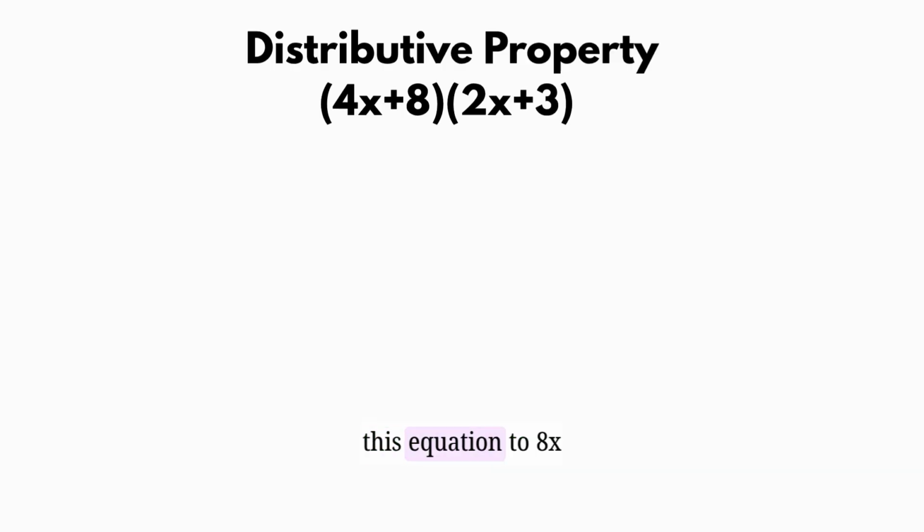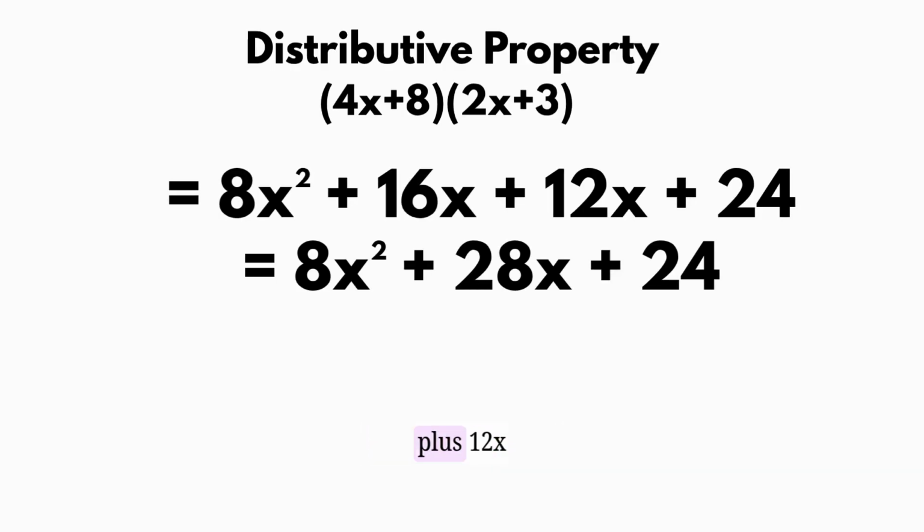Therefore, we can evaluate this equation to 8x squared plus 16x plus 12x plus 24, or 8x squared plus 28x plus 24, as 16x and 12x are like terms. Congratulations, we completed today's lesson.